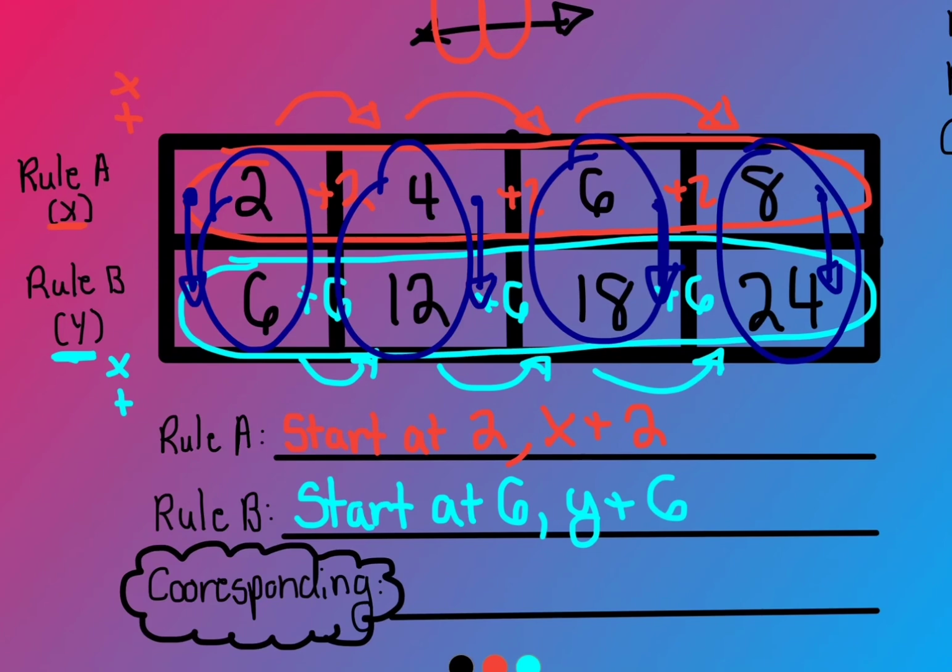I always start with addition if I can. 2 plus 4 is 6, but 4 plus 4 is not 12. So what can I multiply that by? I say, okay, well, 2 times 3 is 6. 4 times 3 is 12. 6 times 3 is 18. 8 times 3 is 24. So I found my corresponding rule. I know that whenever I have an x, if I multiply it by 3, I'm going to get my y. Or I can work backwards. If I have a y, I could divide by 3 and get my x term.